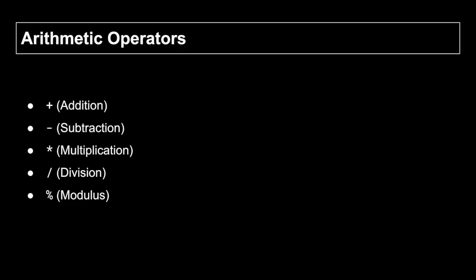Arithmetic operators. Arithmetic operators are used to perform basic mathematical operations. Plus for addition, minus for subtraction, star for multiplication, slash for division, then the modulo operator, which gives us the remainder after division. These are the most commonly used operators when working with numbers.